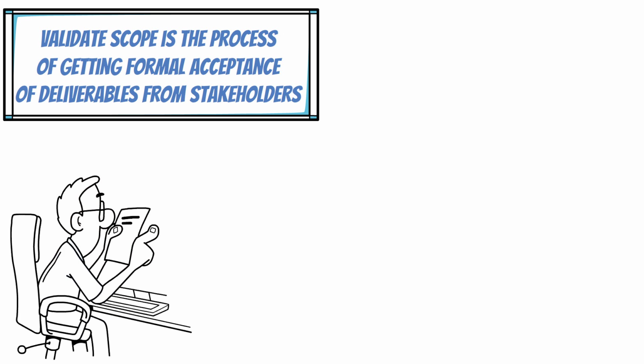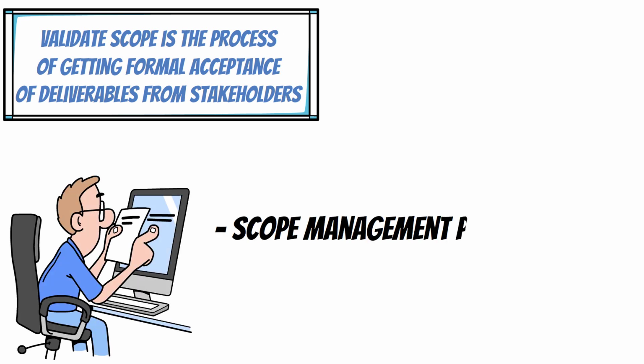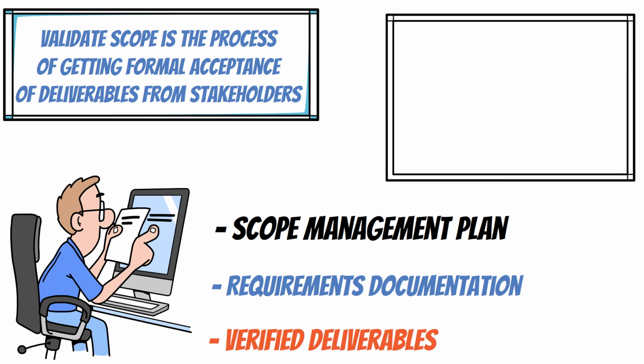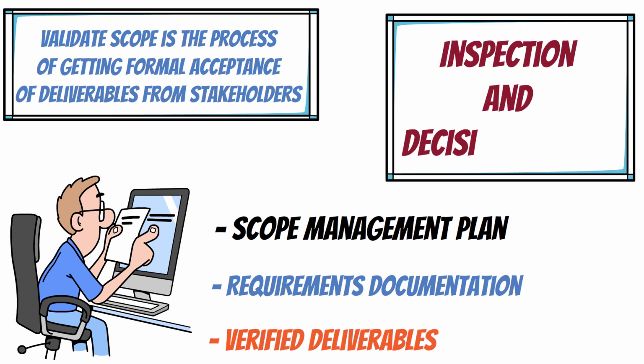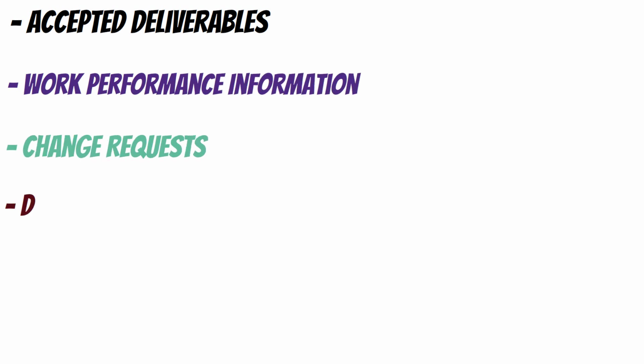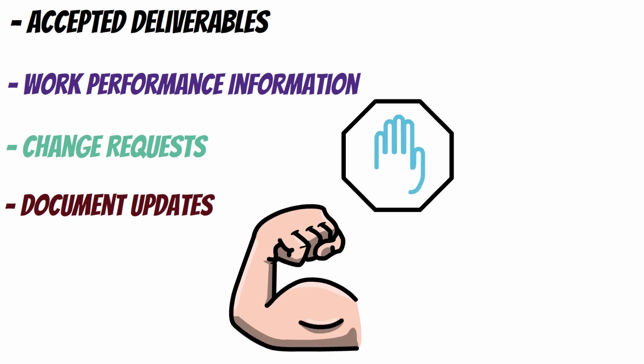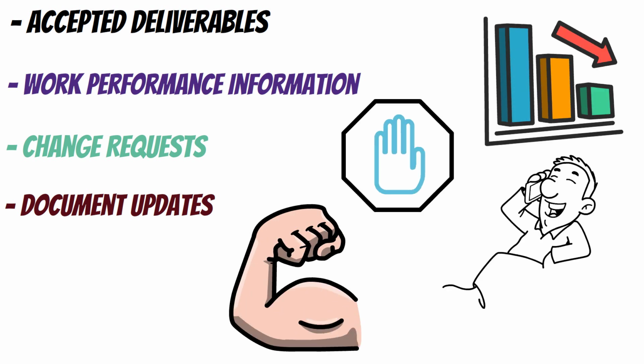Let's sum it all up. Validate scope is the process of getting formal acceptance of deliverables from stakeholders. Key inputs include the scope management plan, requirements documentation, and verified deliverables. The main tools are inspection, formal reviews, and decision-making, approvals or change requests. The major outputs are accepted deliverables, work performance information, change requests, and document updates. A strong validation process prevents rework, reduces scope creep, and keeps stakeholders happy.